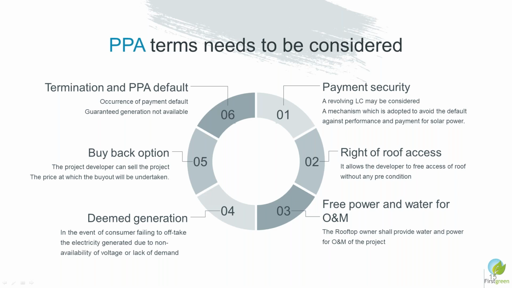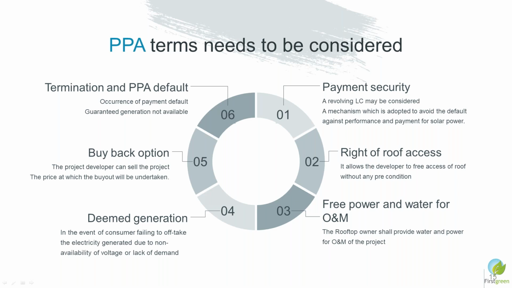The second term which is very important in a rooftop PPA is your right of roof access. So it is your assets on the roof of somebody else's plant, and you should have free access to the roof, and the security of your system is in your scope. So you should be allowed to access as and when you want. So this clause is there.